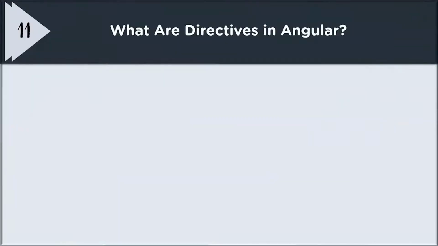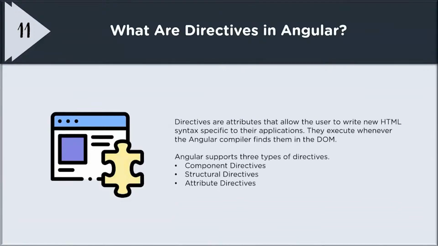What are directives in Angular? Directives are attributes that allow the user to write new HTML syntax specific to their applications. These execute whenever the Angular compiler finds them in the DOM. Angular supports 3 different types of directives. There are component directives, attribute directives, and structural directives.